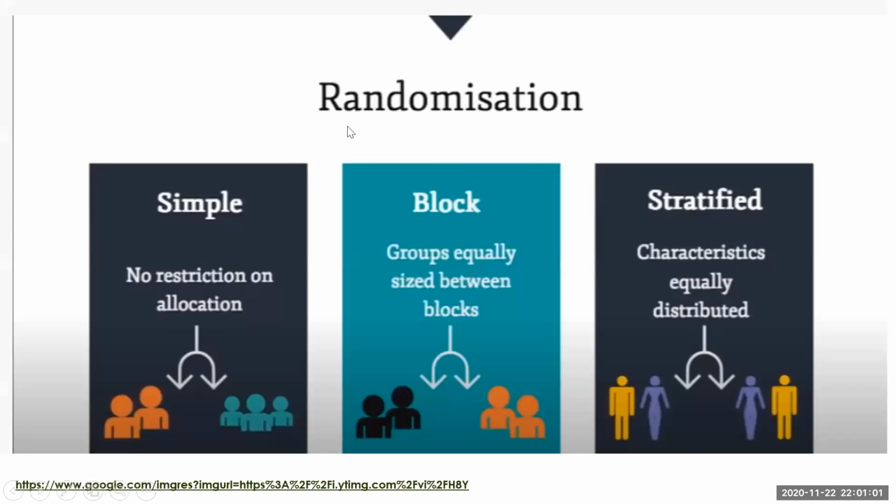Randomization can be one of these types: simple randomization, where there is no restriction on the allocation and there are different numbers of subjects in each group. And we have block randomization. In that case, groups are equally sized between the two blocks. And we have stratified randomization, meaning that the characteristics are equally distributed between the two groups. For example, male and female are equal in each group, or as we have explained before, the cavity size and the age of the patient are equally distributed in each group.